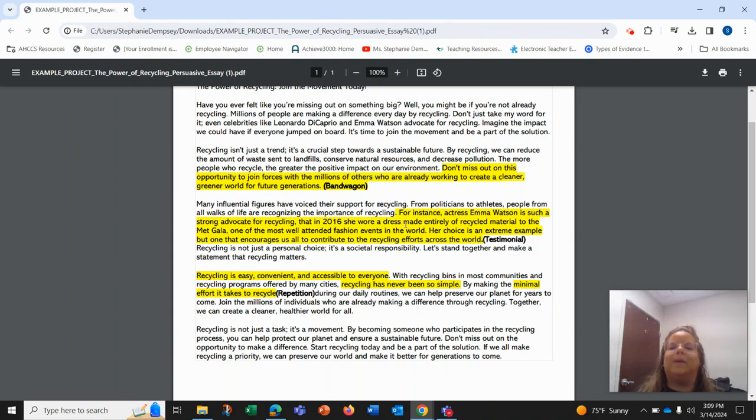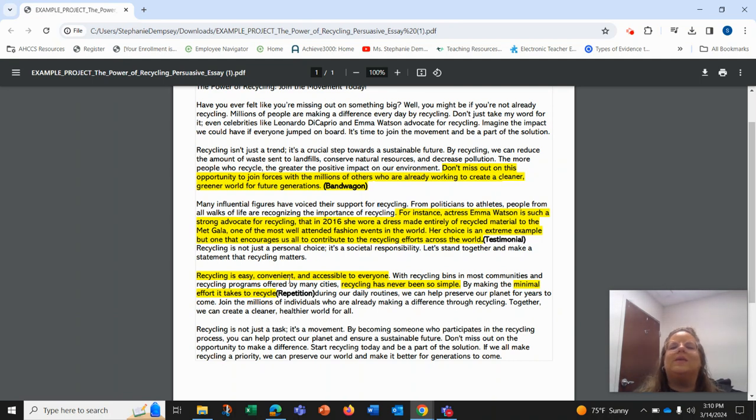Now in this next paragraph, I have, for instance, Emma Watson is such a strong advocate for recycling that in 2016, she wore a dress made entirely of recycled material to the Met Gala, one of the most well-attended fashion events in the world. Her choice is an extreme example, but one that encourages us all to contribute to the recycling efforts across the world. So that is testimonial because that is talking about a really famous actress and what she does to help with pollution. Then we see another technique.